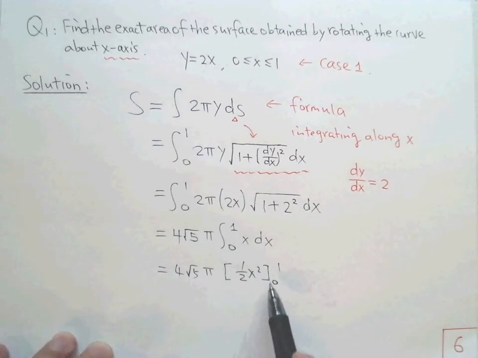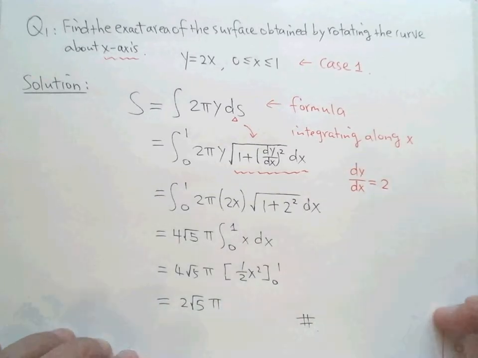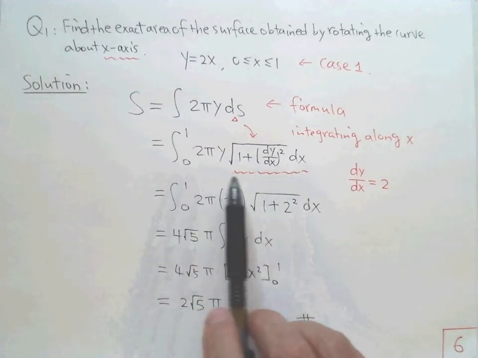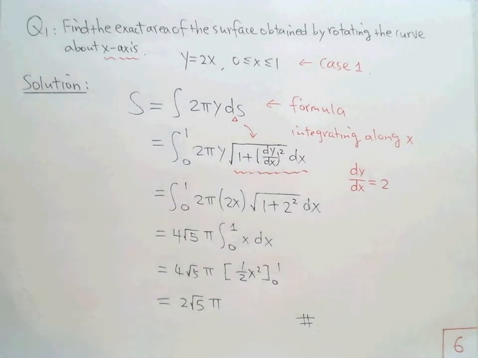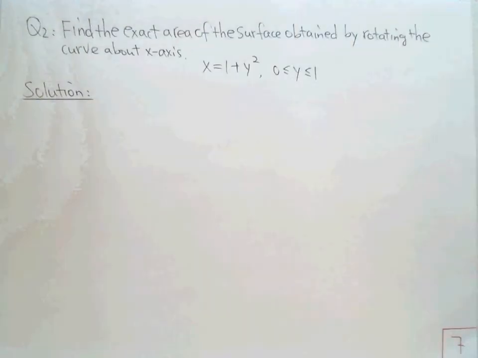Pi, this is a 1/2 x square, right? From 0 to 1. So now we do calculation. We got 2 square root of 5 times pi. This is the answer. Okay, so we look at these examples. All we need to do is build the formula. The formula is the most important.